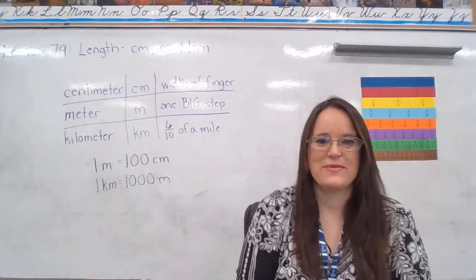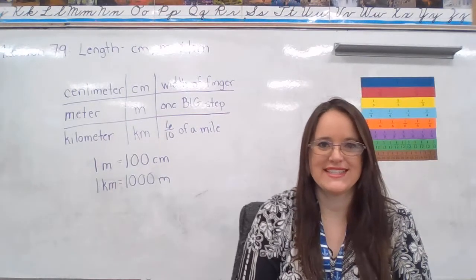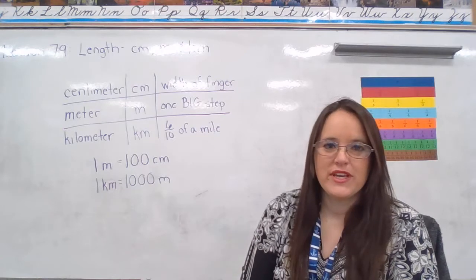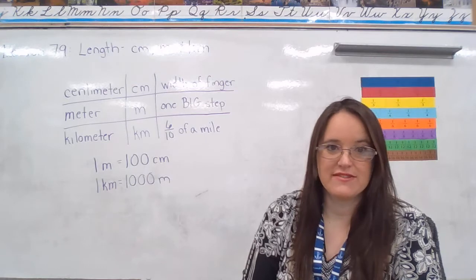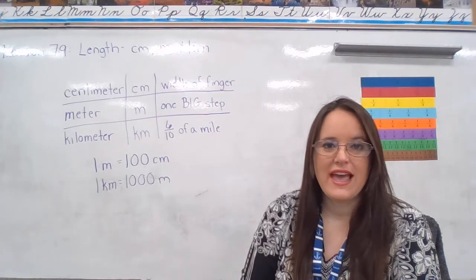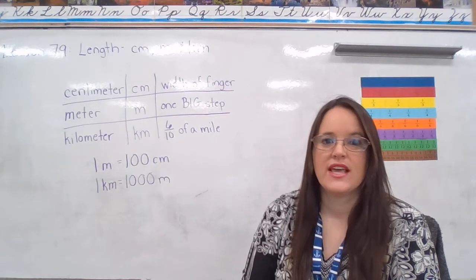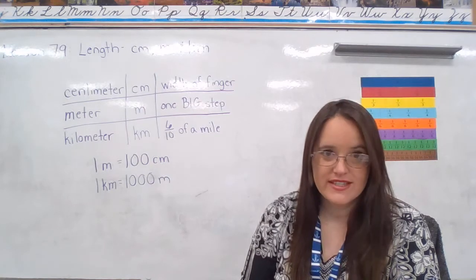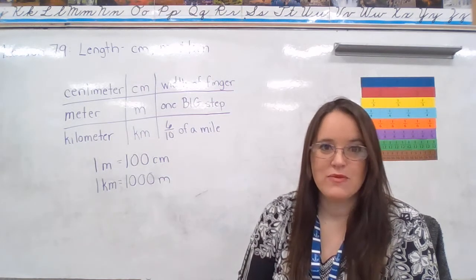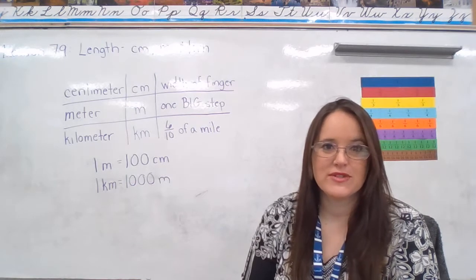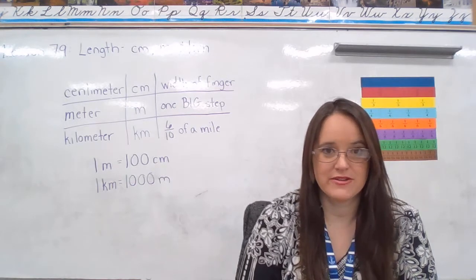Hi class, today we are on Saxon Book 3, Lesson 79, and we are going to talk about length and some different units of measurement. So we have looked at inches, feet, yards, and compared them and used them for measuring. Today we're going to talk about centimeters, meters, and kilometers.